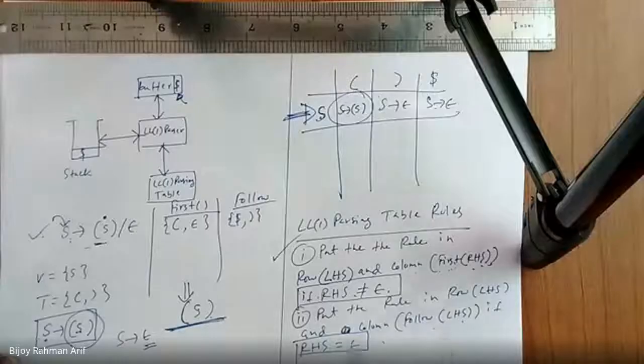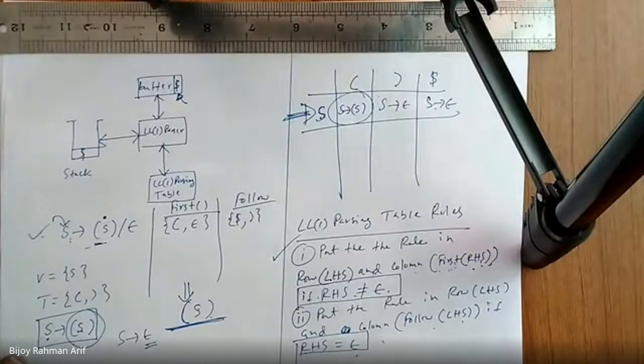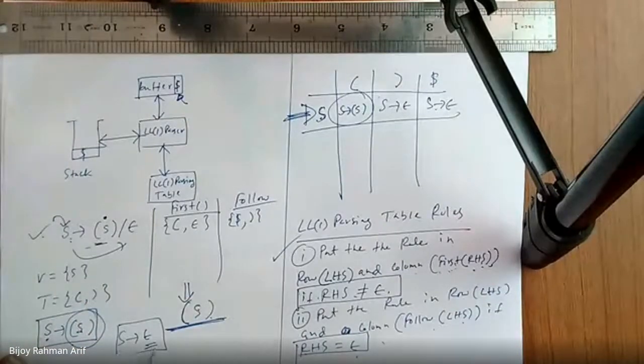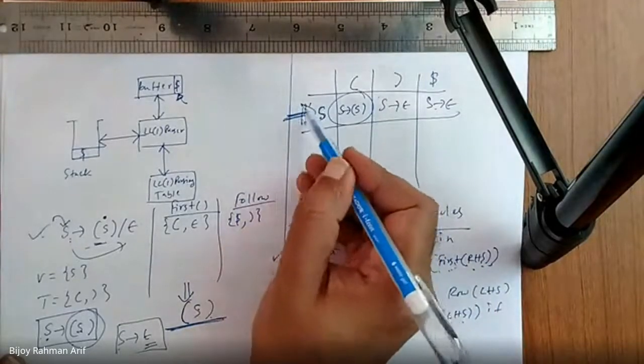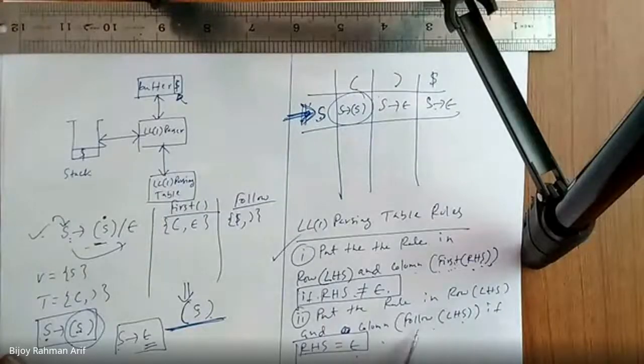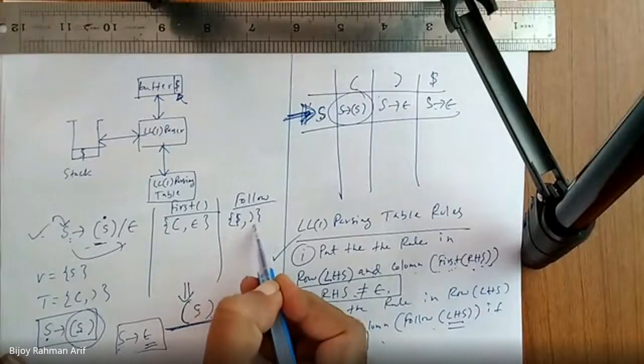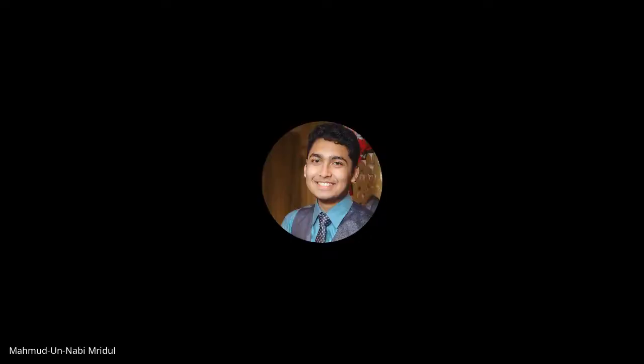And how about when RHS is epsilon? In this case, S' derives epsilon, the second part. Put the rule in row of LHS, so S, same row. But the column would be follow of LHS. What is LHS? S. What is the follow of S? Dollar and close parenthesis. So S' derives epsilon goes there. Done?